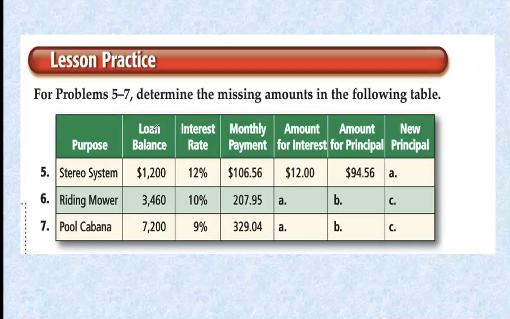So let's look at an example. Determine the missing amounts in the following table. Here's your amount for interest, the amount for principal, and your new principal. So you have what they bought, how much they owe, the interest rate, and their monthly payment. Everything you need is right in this chart. To find the amount of interest, they took $1,200 times 12% times 1 divided by 12, and they ended up getting $12. So that's how they found that.